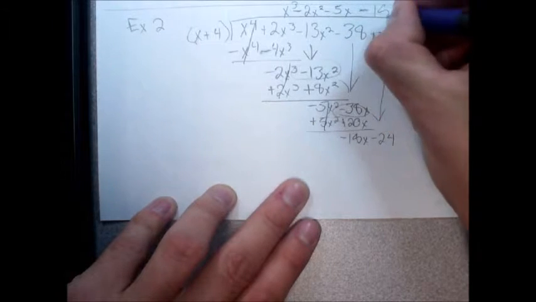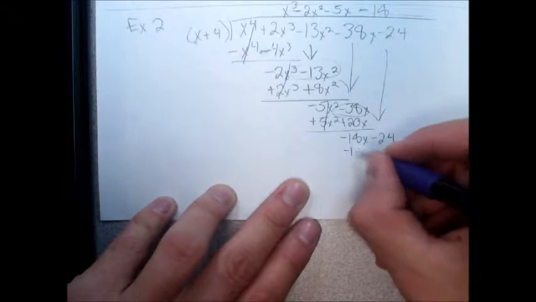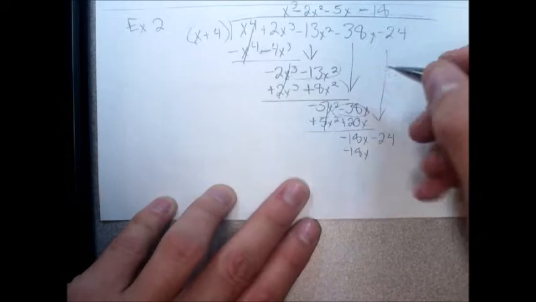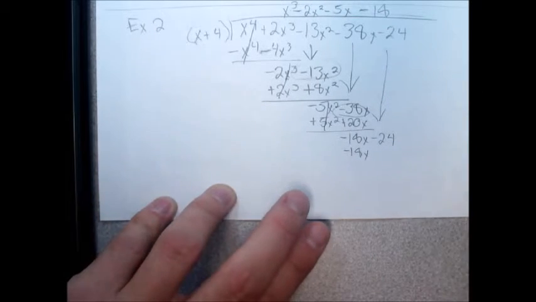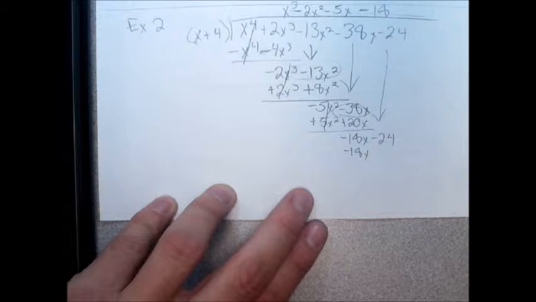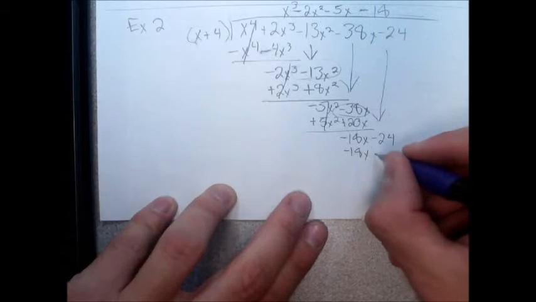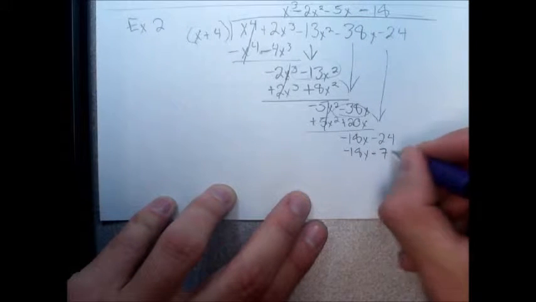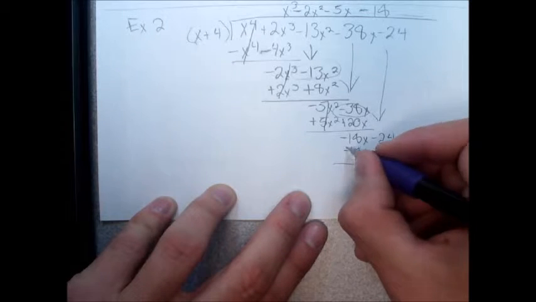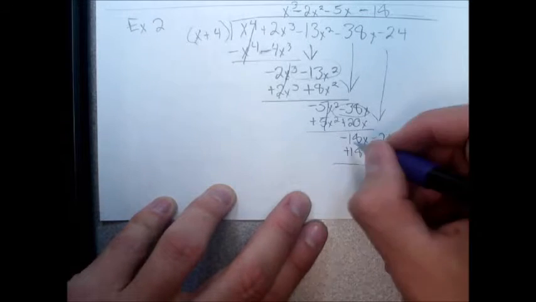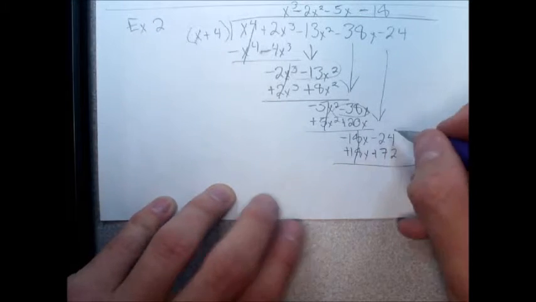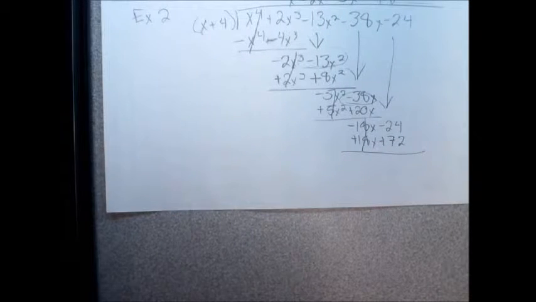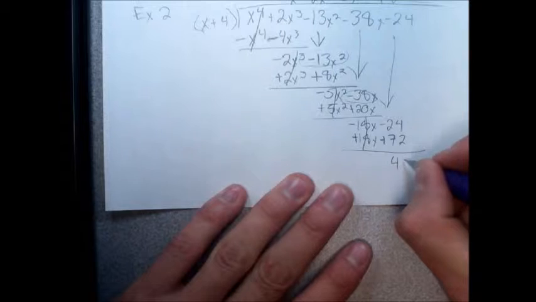Negative 18 multiplied by x is negative 18x. Negative 18 times 4 is a number that I don't know off the top of my head. 72. Awesome. Minus 72. So again, I subtract these, so they turn into plus. That one cancels out. And we have the difference between 24 and 72, 48. And that one is positive, finally.